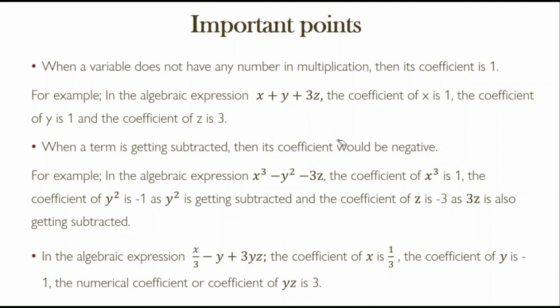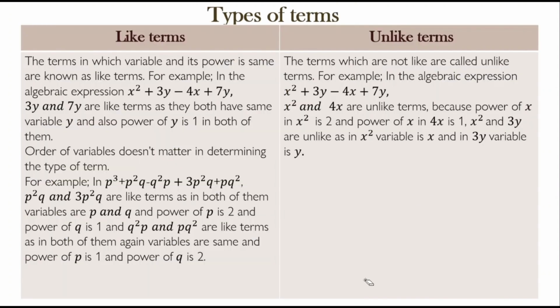Now, let's move to the next slide to learn more. We learned about terms, we learned about the coefficient of a term. Now, what kind of terms are there in algebra? Primarily, there are two types of terms in algebra. First is the like terms and the other one is the unlike terms. They are exactly opposite to each other. So, what are like terms? The terms in which the variable and its power are the same are known as like terms.